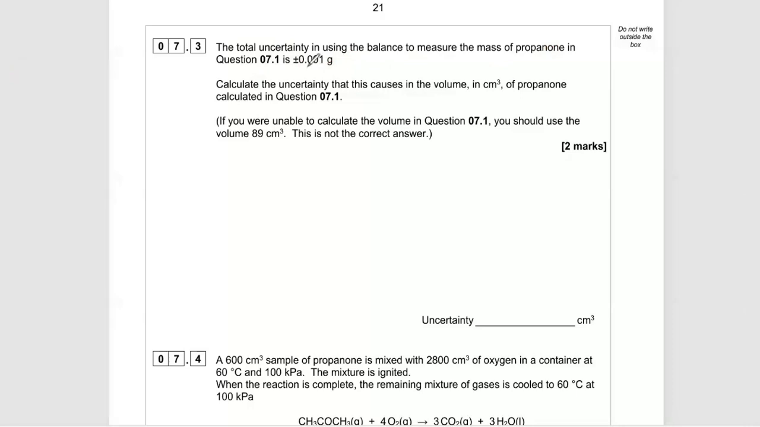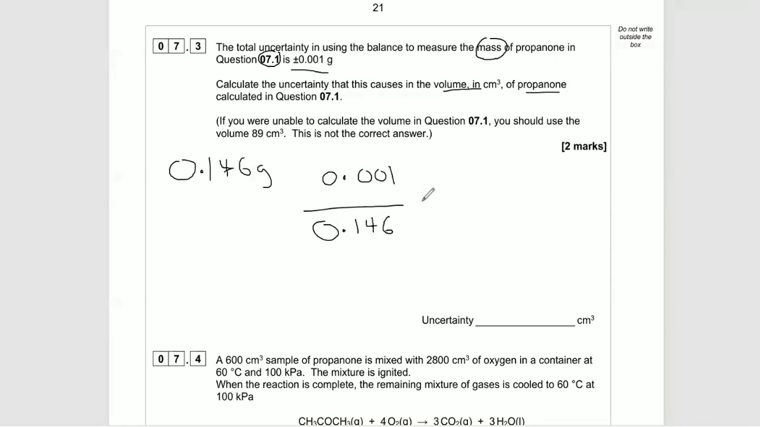7.3, we've been given the total uncertainty, which is plus or minus 0.001. And that's the uncertainty in the balance we used to measure the mass in the first question. It now says what will be the uncertainty in the volume. Well, we need to start off with our uncertainty in the mass. And how you do that is you do the uncertainty over the mass, over your measurement. So 0.001 divided by 0.146 times 100, we're going to get 0.685. Now, that's a percent. Don't think that means 68%. Okay, so that scores us 1 mark.